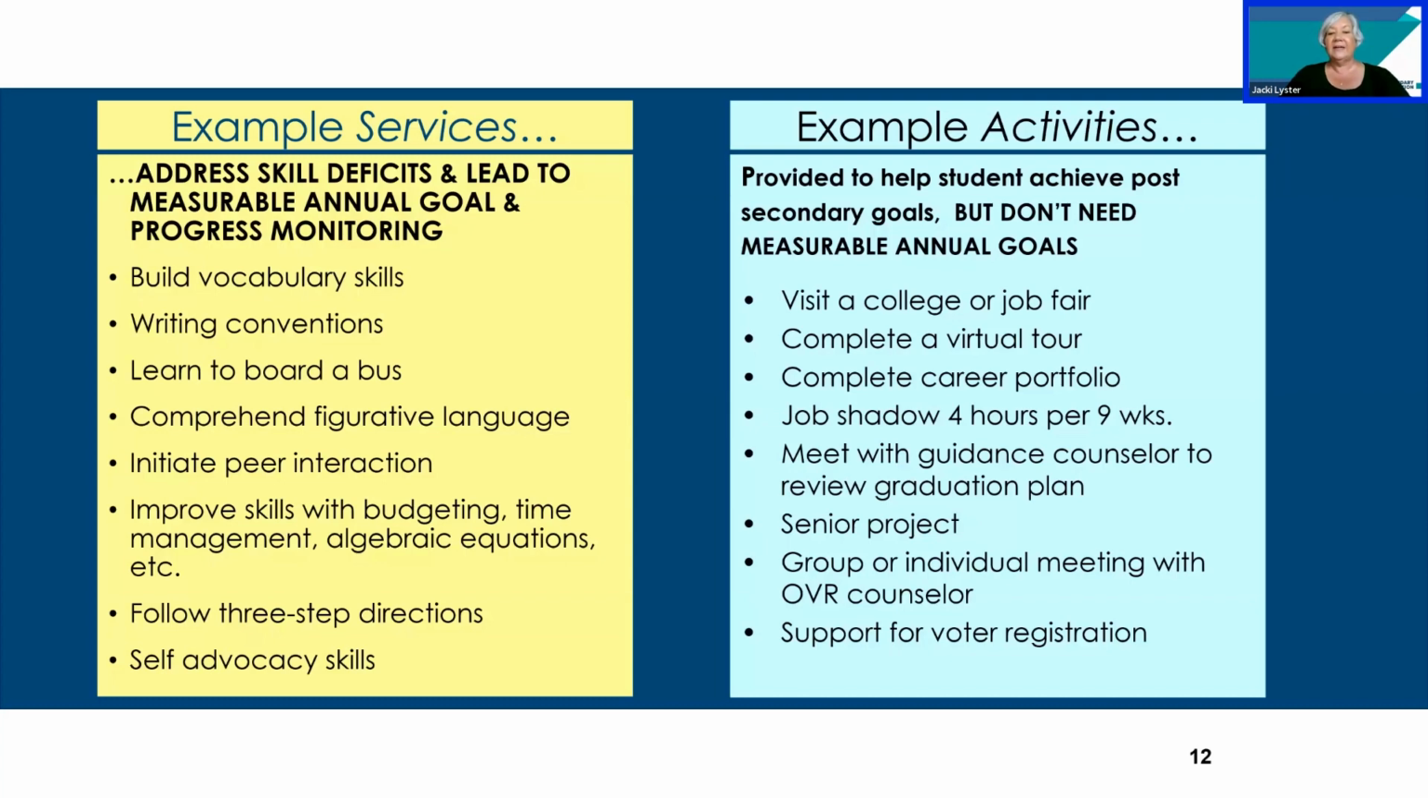And then some examples of activities. These are provided to help students achieve post-secondary goals, but they don't need to have measurable annual goals attached to them. So they might be things like visiting a college fair or a job fair, completing a virtual tour of a college or of an employer, completing a career portfolio, job shadowing for 4 hours for 9 weeks, or meeting with a guidance counselor to review a graduation plan or senior project. It could be a group or an individual meeting with OVR. And it might be something you do to help support voter registration.